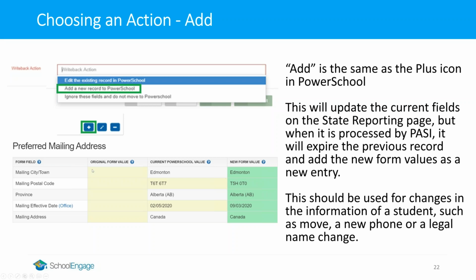In the table that we had before, if you are adding a new record, it is going to highlight the new values in green, as it will be pulling only the data from SchoolEngage and dropping that into PowerSchool as a brand new entry.